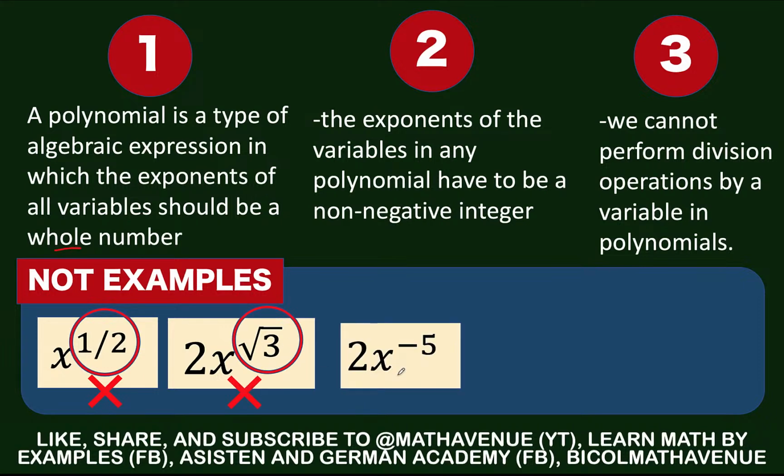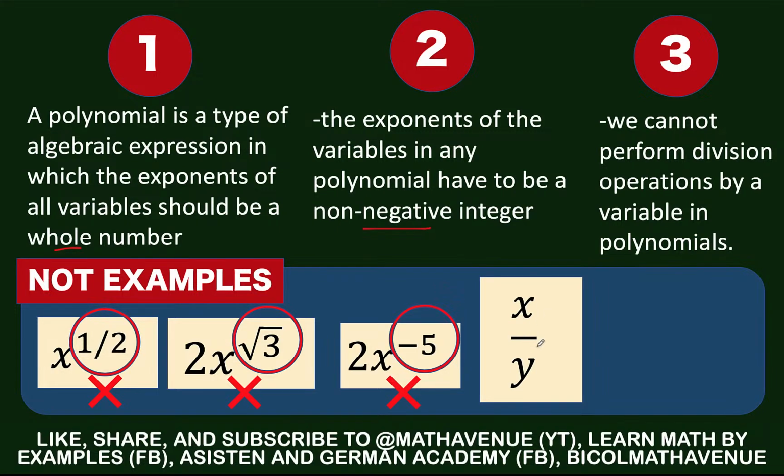Next, 2x raised to negative 5. Again, this is not a polynomial because we have a negative exponent. We want the exponent to always be positive in order to have polynomials. And again, this is not a polynomial. x over y.